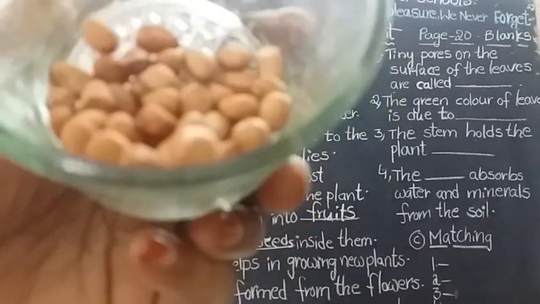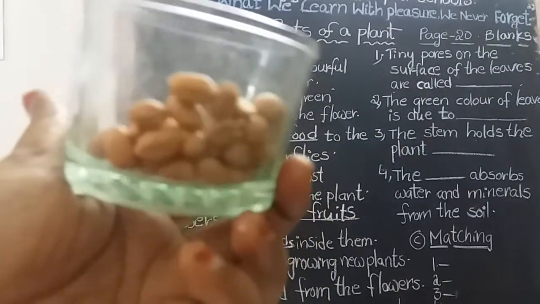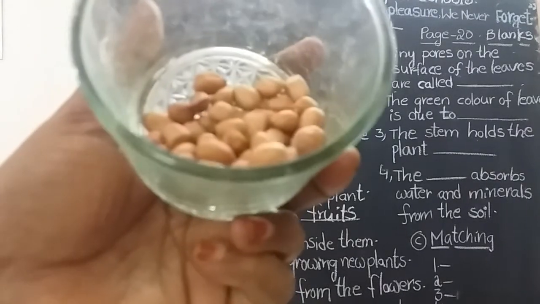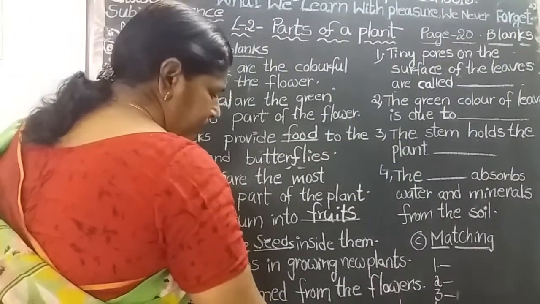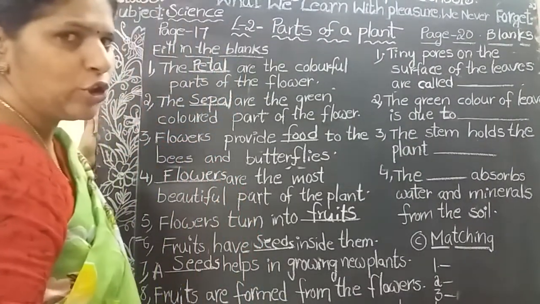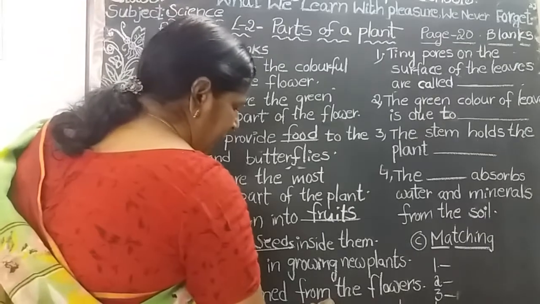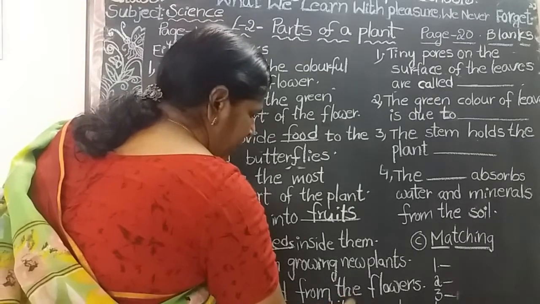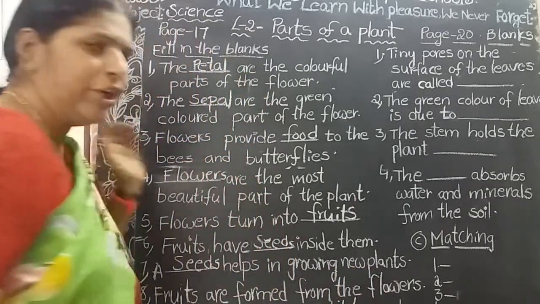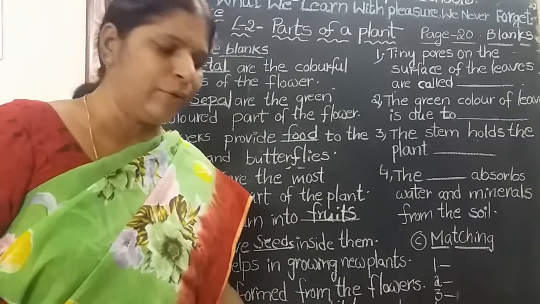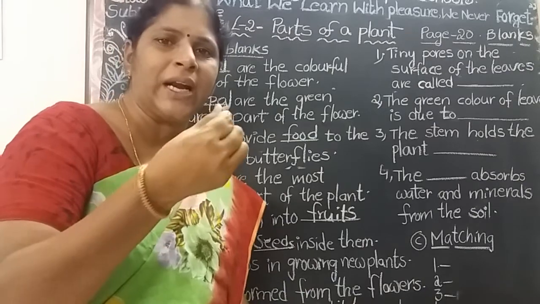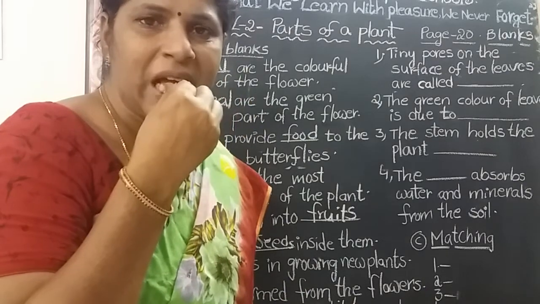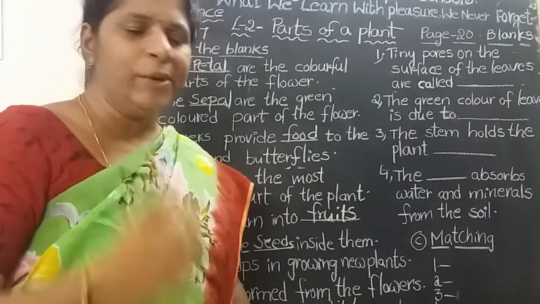Ask your mom to show the groundnut. These are all edible. Every day we are using groundnut, amma. Groundnut is an edible. Edible means what, amma? Which we can eat. We eat the groundnut. It is the edible seed. Yes, it is the edible seed.